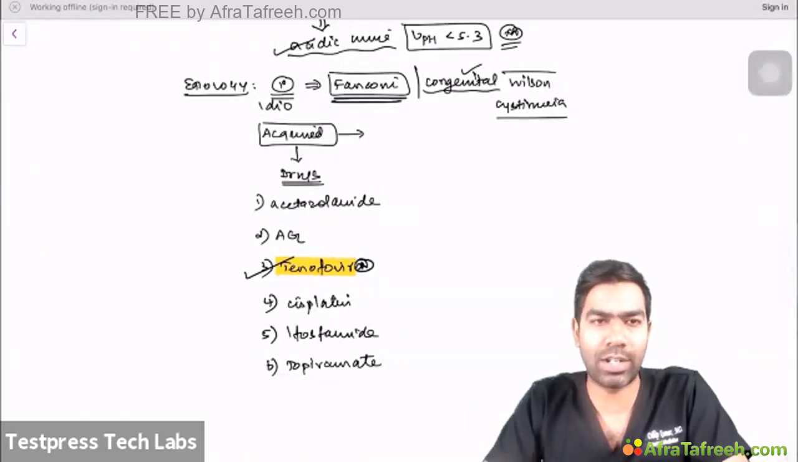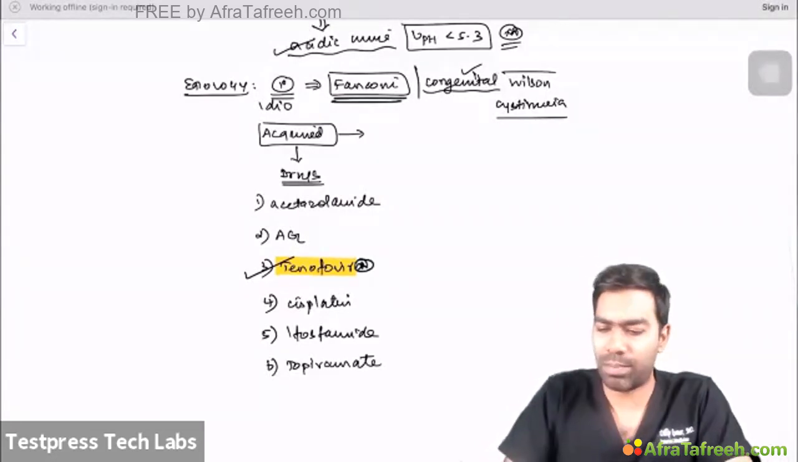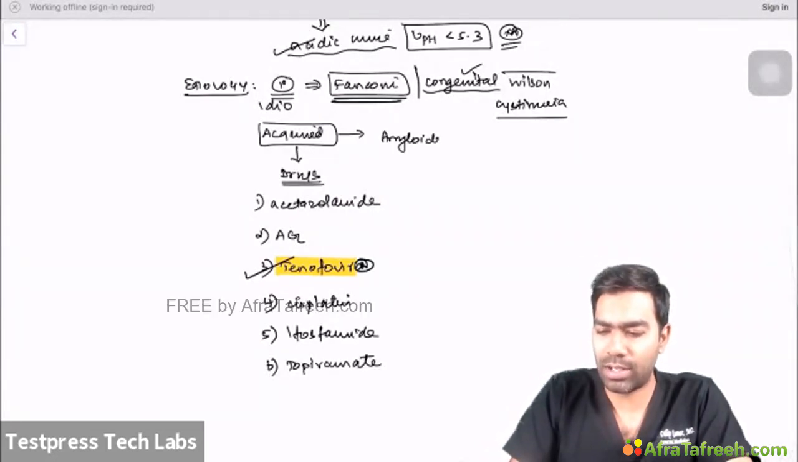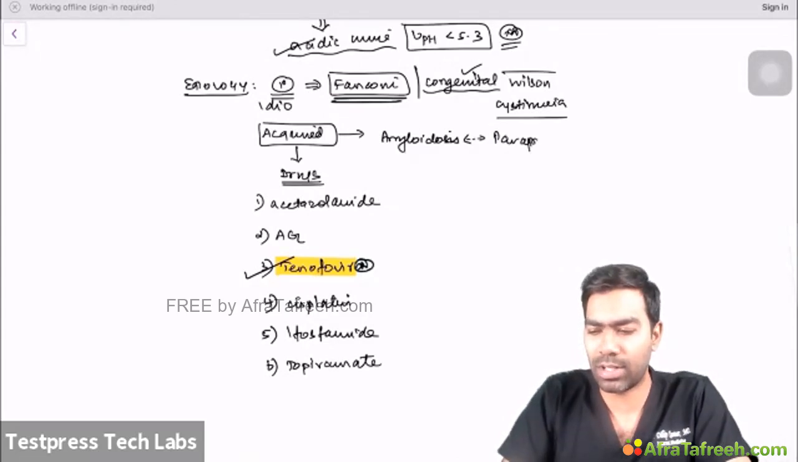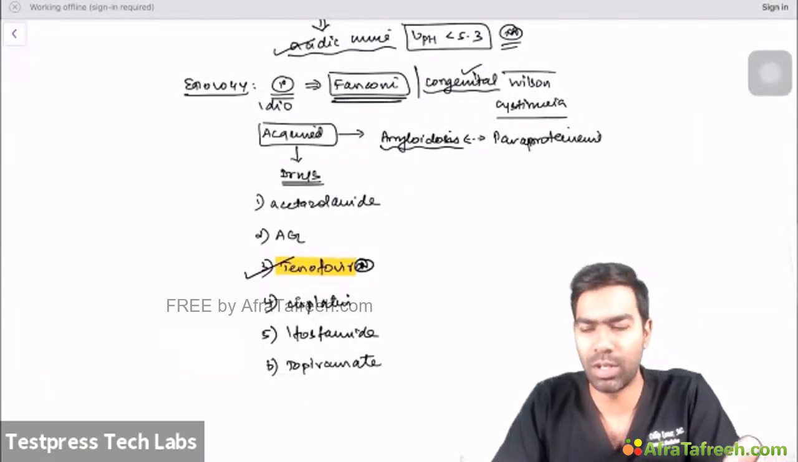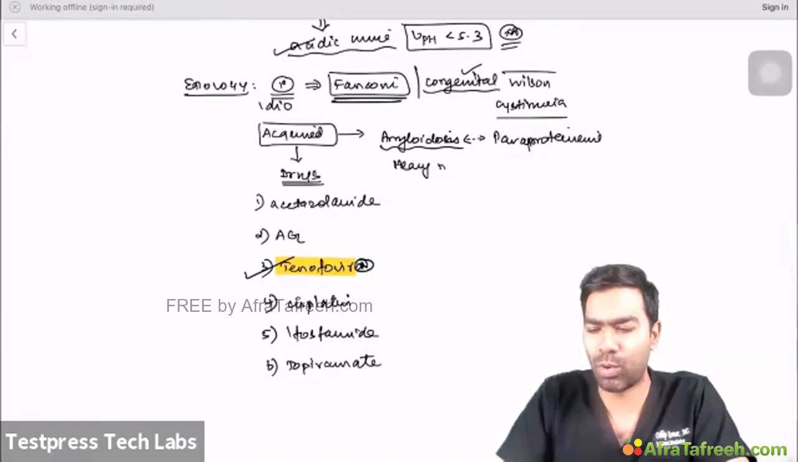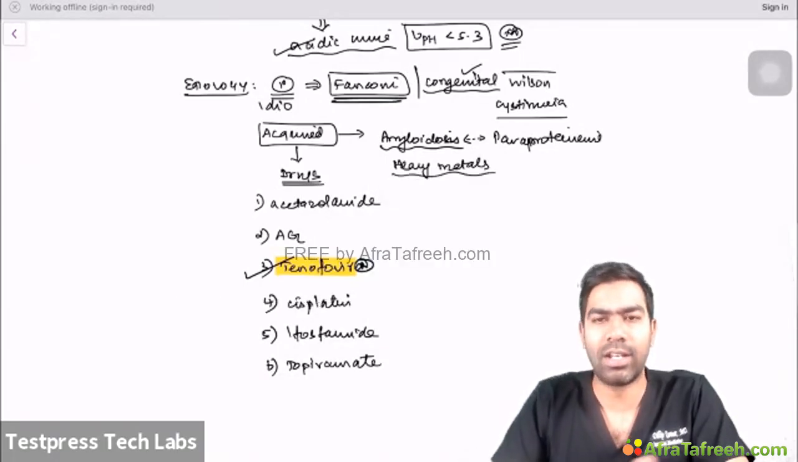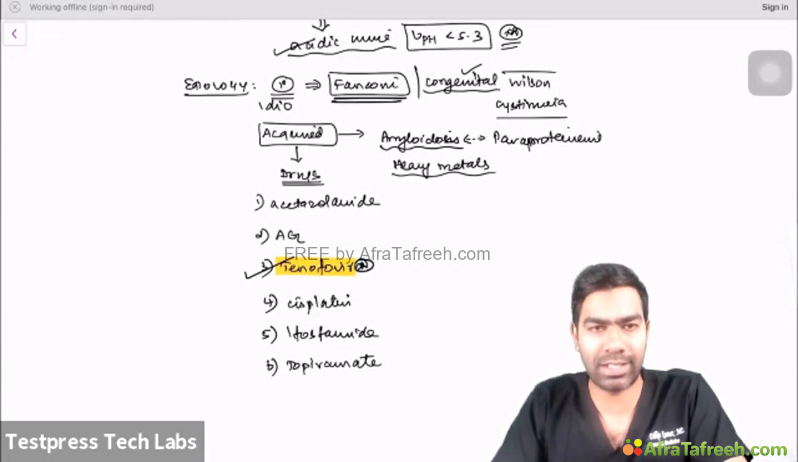As far as the other acquired causes are concerned, you can develop amyloidosis. Amyloidosis can produce that. In the sense you can remember another cause simultaneously, that is paraproteinemia, in the sense multiple myeloma and monoclonal gammopathy. Amyloidosis can produce both proximal and distal RTA. I'll tell you how, but proximal is quite common because of direct amyloid deposition in the proximal tubule. Then you can get it with heavy metals. These are very important, old questions. Heavy metals like lead, iron, mercury, copper, if in excess, can produce this kind of proximal RTA scenario.